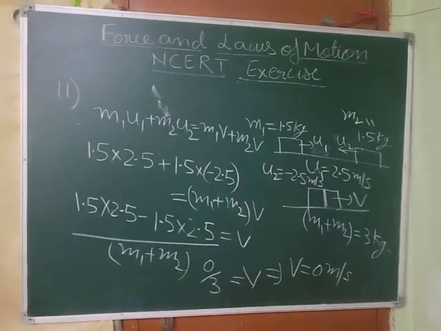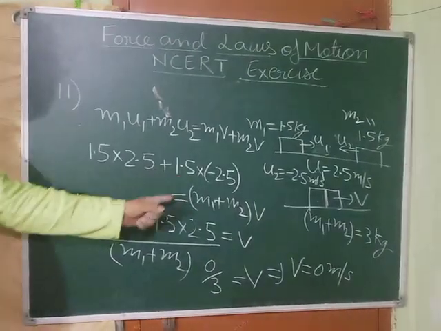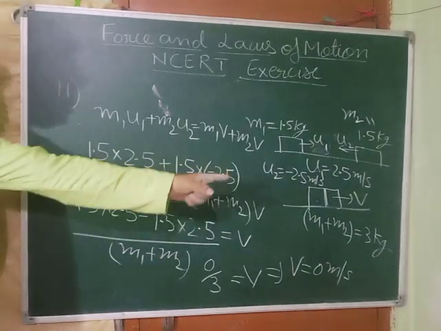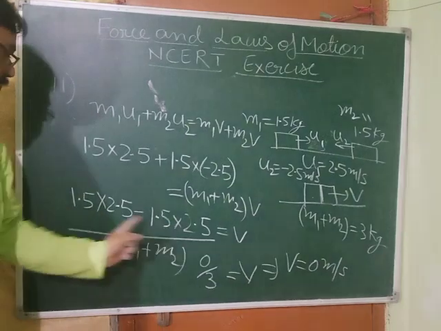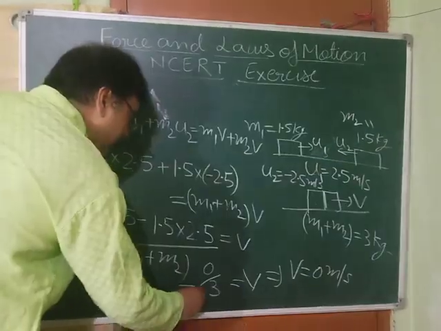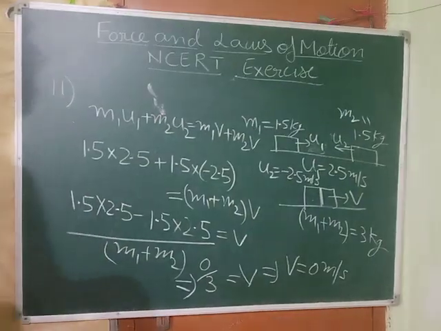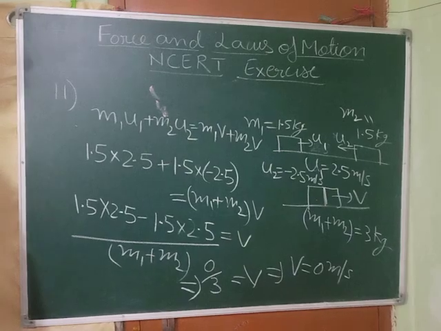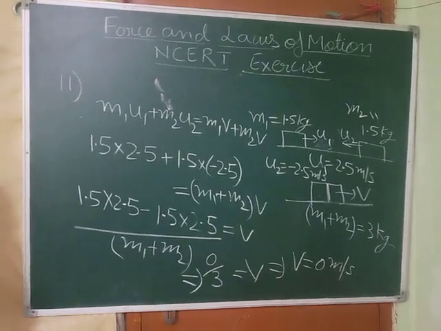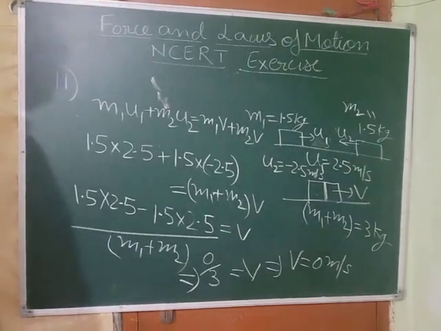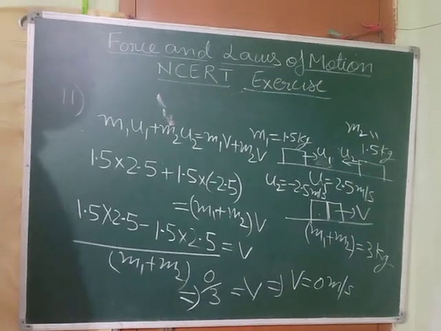Got it? Clear? Then we will take this m1 plus m2 here. m1 plus m2, we have taken as 3 kg. We have got 3 kg over there. So this will become 0 by 3, and we get 0 by 3 equal to v. So v is equal to 0 meter per second. That means after collision, they will come to rest altogether. They will stick together and come to rest. They will not move anymore.